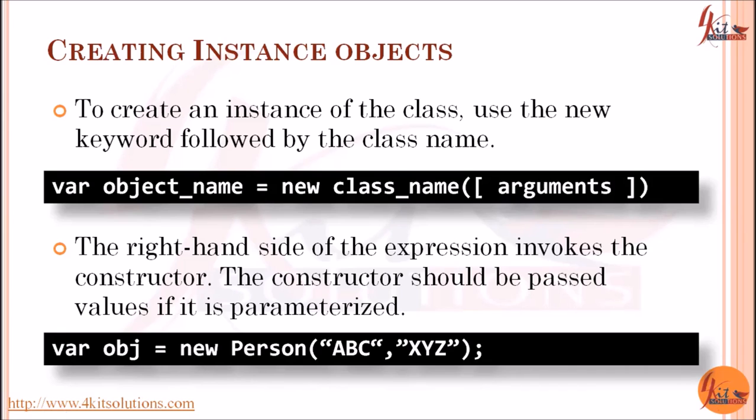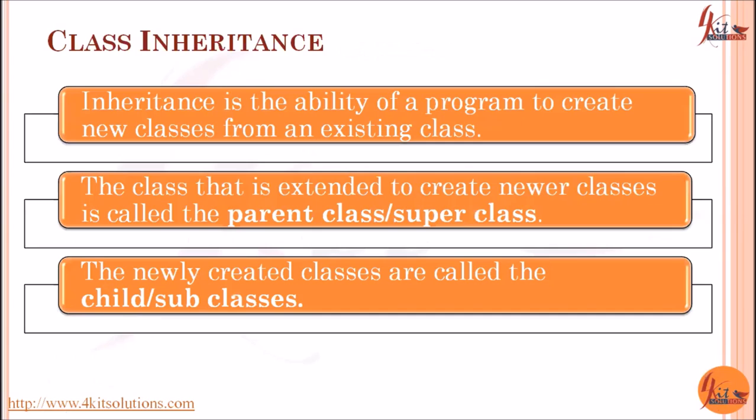In this way we can create a class. A class also follows inheritance. Inheritance is the ability of a program to create new classes from an existing one. It is an OOPS concept in which a child class inherits the properties and methods of its parent class. So the class that is extended to create a newer class is called the parent class or superclass. And the newly created class which inherits the parent class properties and methods is called the child or subclass.